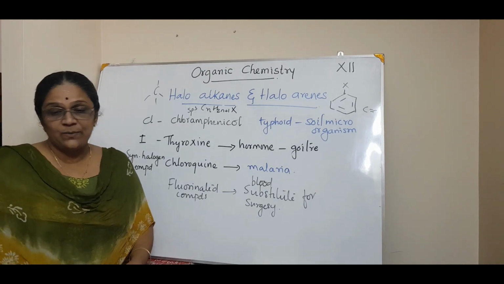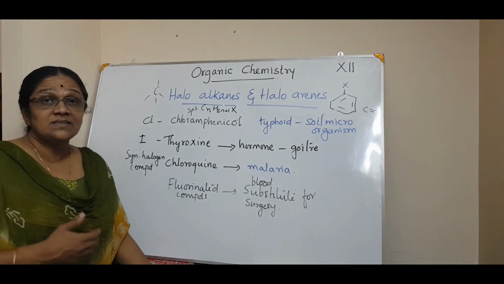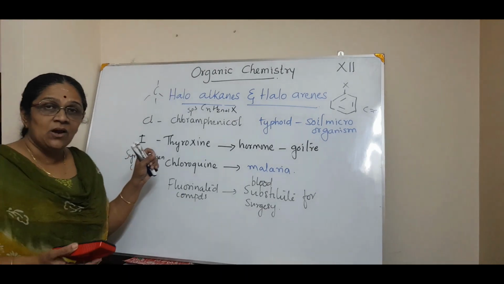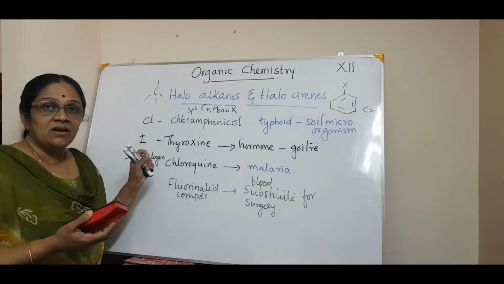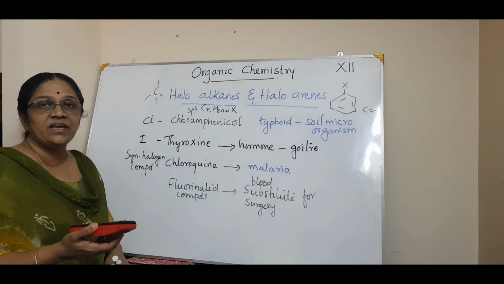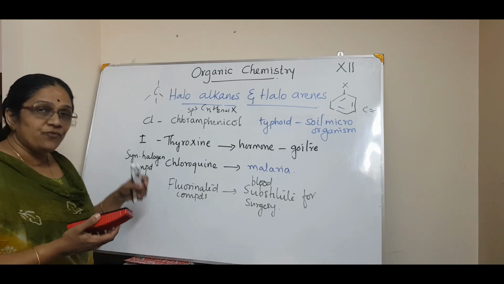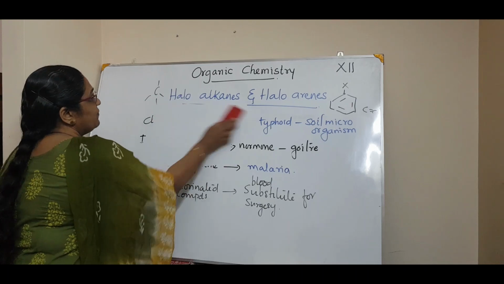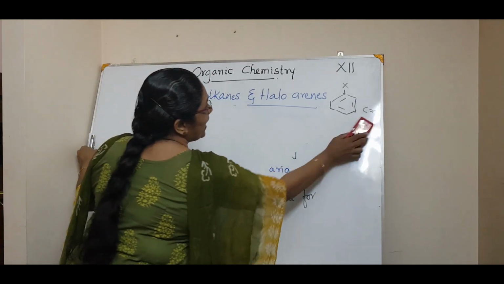So we will straight away start with what haloalkanes and haloarenes are. Now how will you name it? What are the classifications? What is the nature of the bonding, the carbon-halogen bonding, etc.? Now first we will see the classification. Now the classification of haloalkanes and haloarenes.